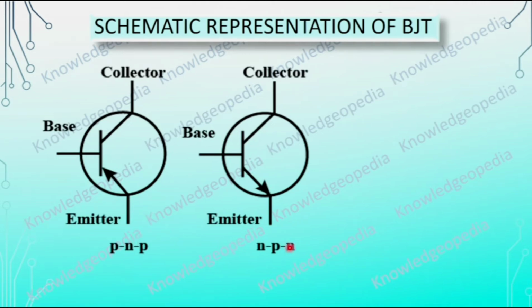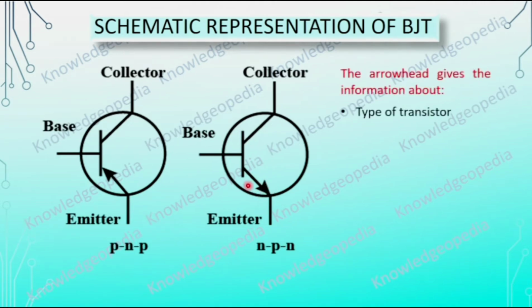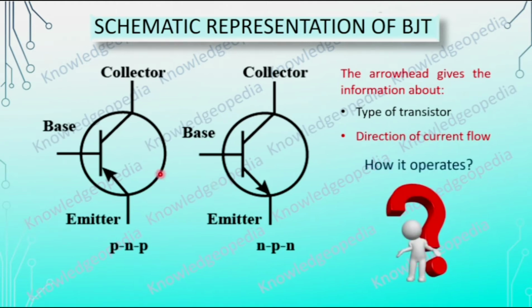This is for PNP and NPN. Here this arrow gives the information about the type of transistor and the direction of current flow. Why this current is different in both the transistors, and how it operates, let us look into that.